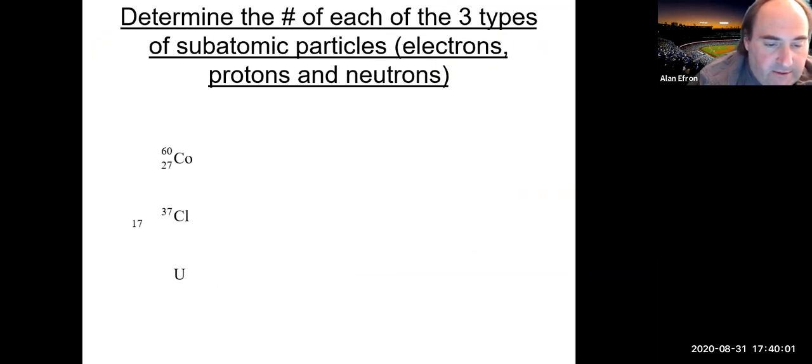Okay, so I think this is where we left off. So why don't you take a couple of minutes here. What we're looking to do for each of these is figure out the number of protons, electrons, and neutrons in each of them. So take a couple of minutes here and figure that out for each of them, and then we'll talk about how you did.